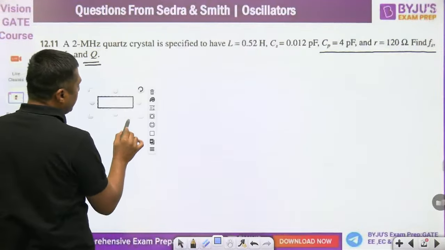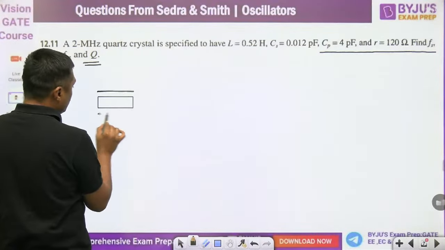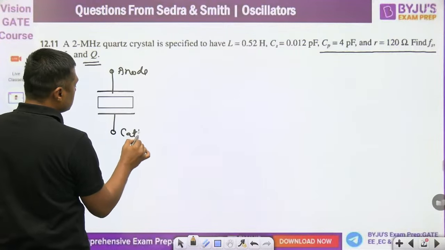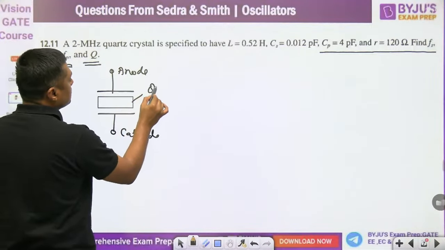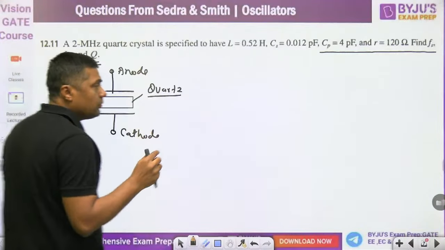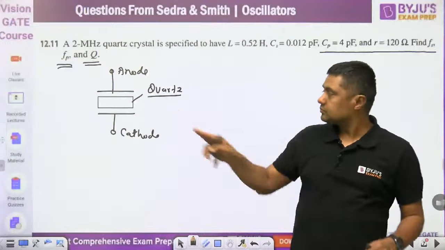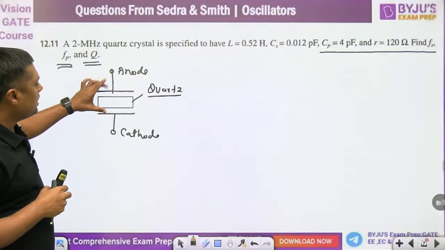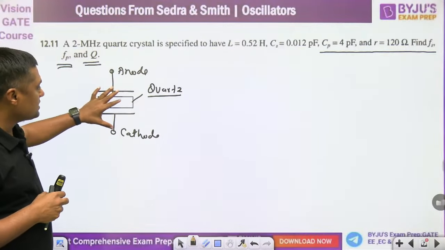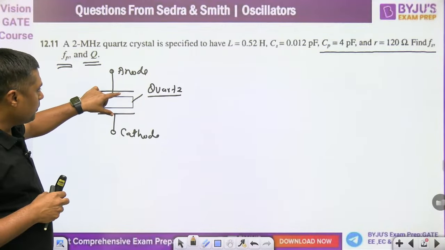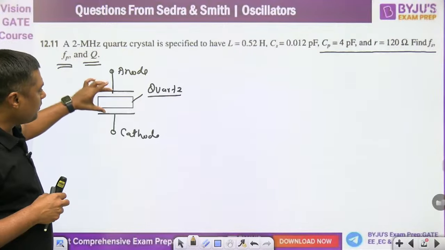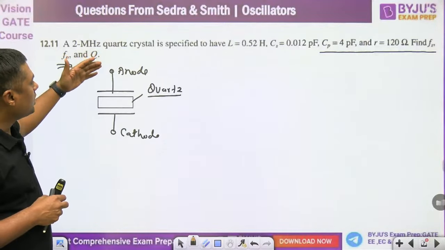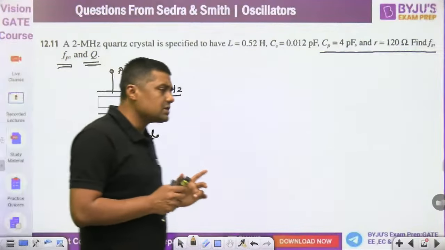Now, what is the crystal oscillator? For example, we are connecting like this. This is a crystal oscillator. This is the anode, that is the cathode, and this is a quartz crystal. There may be an MSQ on this. So remember, this is called a quartz crystal. It works on the piezoelectric effect. When we give stress, it will vibrate. So what is the piezoelectric effect? Simply, when we give stress, voltage will develop across the crystal, and when we apply a voltage, it will vibrate along the axis. Then the frequency of oscillation is highly stable.